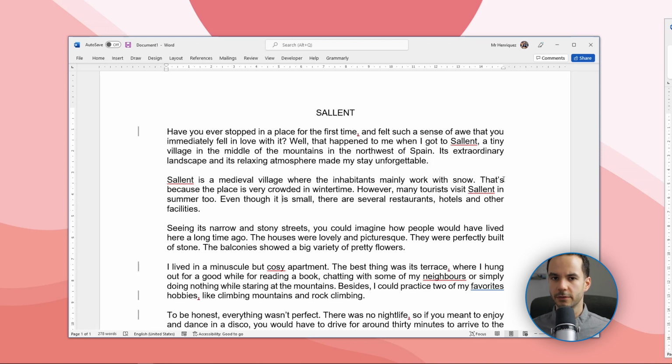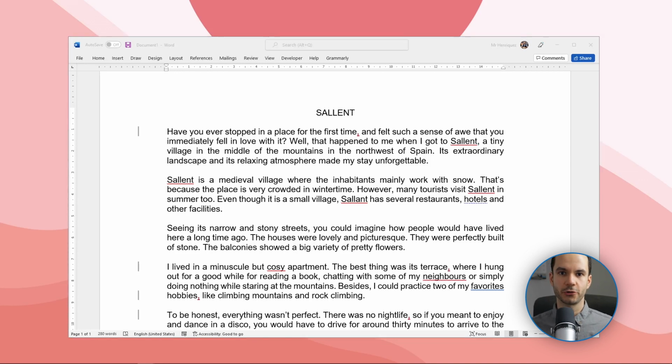Now in the final sentence, I want to make sure that the it refers to Salon, so the place we're talking about. So I'm going to change it like this. Even though it is a small village, there are several restaurants, hotels, and other facilities. And I'm going to change there are into Salon has several restaurants, hotels, and other facilities.